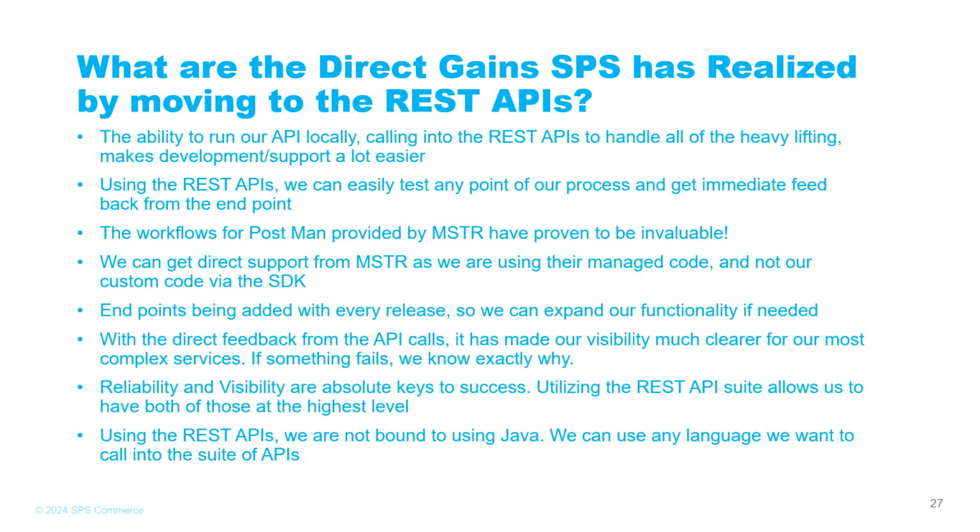With the direct feedback for the API calls, it's made the visibility much clearer for some of our most complex services. If something fails, we know exactly why. Reliability and visibility are absolute keys to success. Utilizing the REST API suite allows us to have both of those at the highest level. And using the REST APIs, we're not bound to using Java. We can use any language that we want because we're just calling into that suite of APIs.